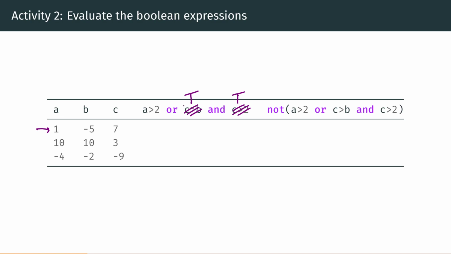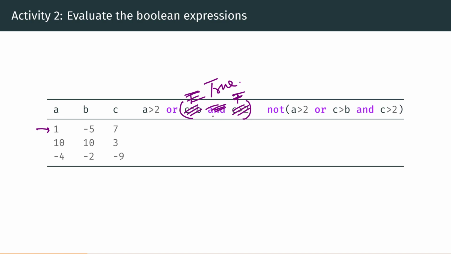Now, the and evaluates to true if both of them are true, which in this case they are. So the entire thing would be true. The entire expression c greater than b and c greater than 2 is true.